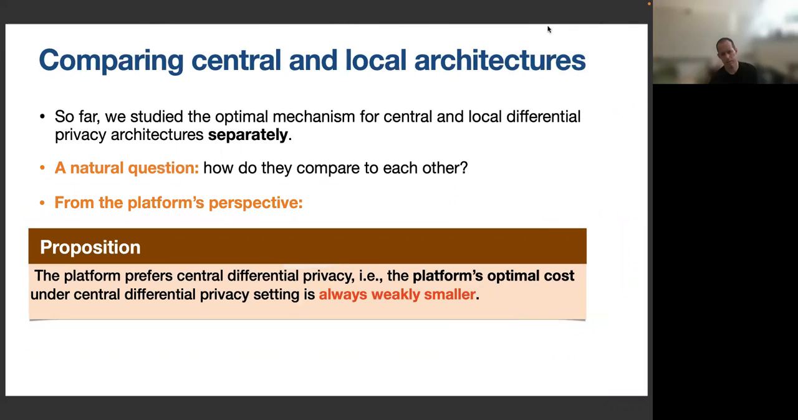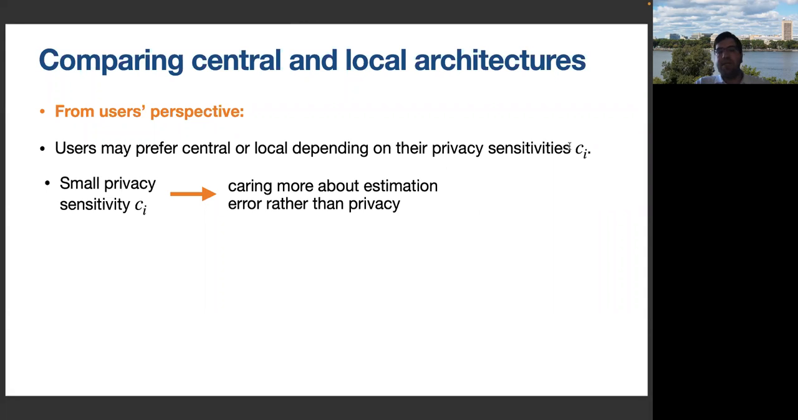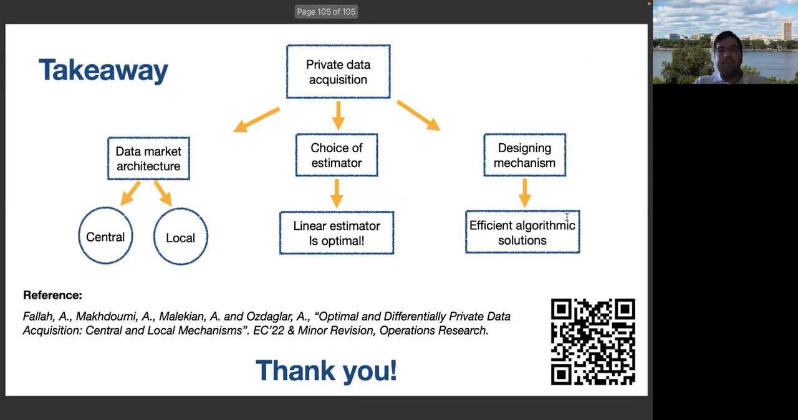Okay, thanks. So this was for the platform's perspective. From the users' perspective, users may prefer central or local depending on their privacy sensitivity. This is also intuitive. When a user has a small privacy sensitivity, it means they probably do not care that much about their privacy. They probably care much more about learning from the data. So they would prefer the central setting. But when they have a high privacy sensitivity, meaning they care a lot about their privacy, they would prefer the local case. So with this, I'm going to wrap up this talk.